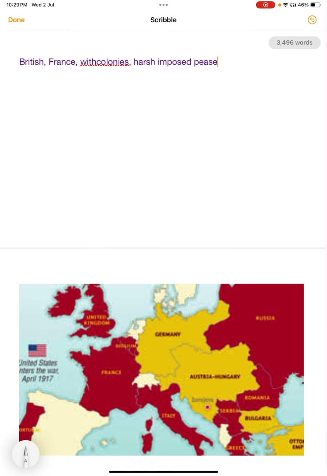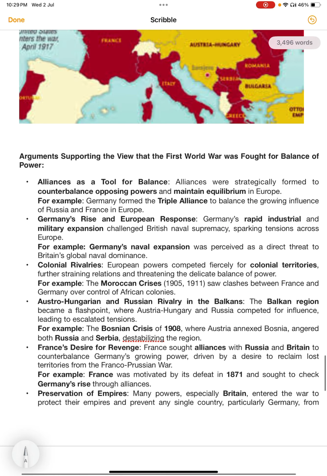Now, let us discuss the aspects which support this idea of balance of power. The first one, as we have already said, is essentially the alliances, the system of secret alliances which facilitated this harsh balance of power, the Triple Alliance and the Triple Entente.